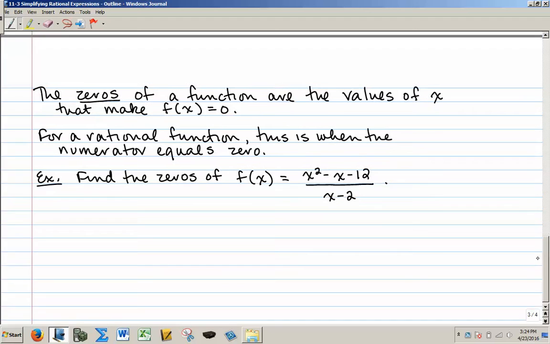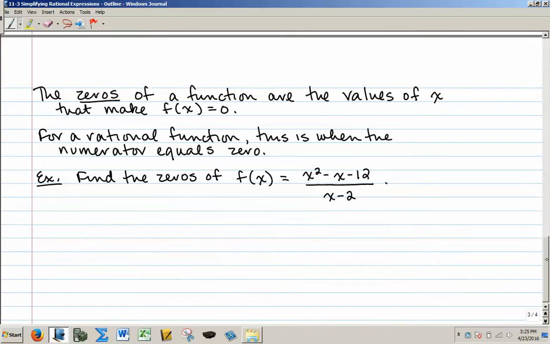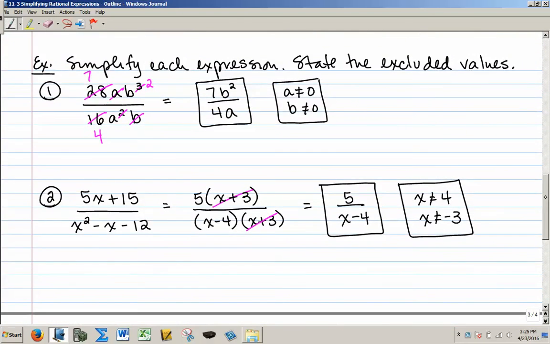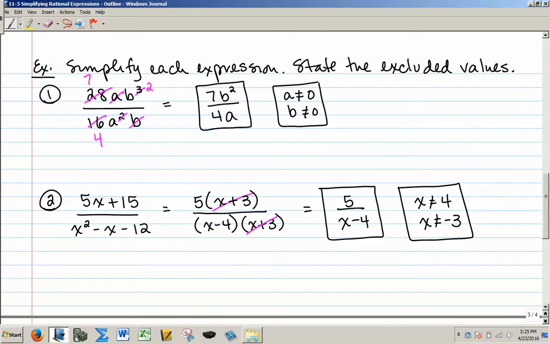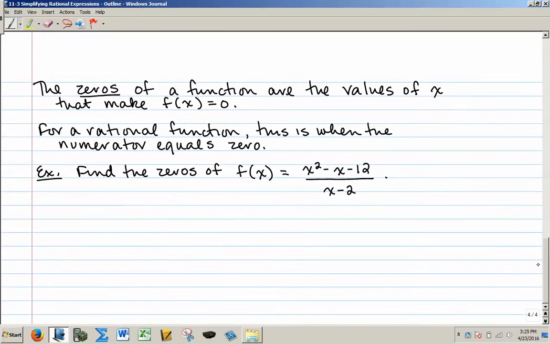And the last thing we're going to take a look at here is something called the zeros of a function. The zeros of a function are the values of x that make the whole function, that is f of x, equal to 0. For a rational function, this happens when the numerator equals 0. Notice back here when we were looking for excluded values, we were basically setting the denominator equal to 0. Now if we're looking for the zeros of a function, we're going to take the numerator and make that equal 0.